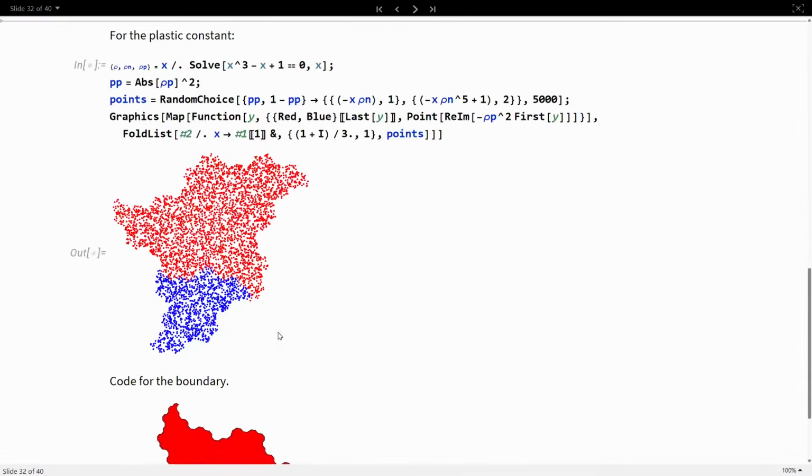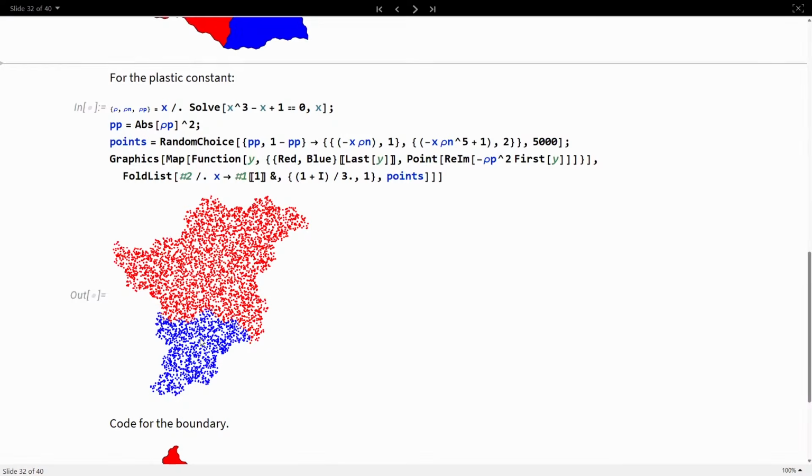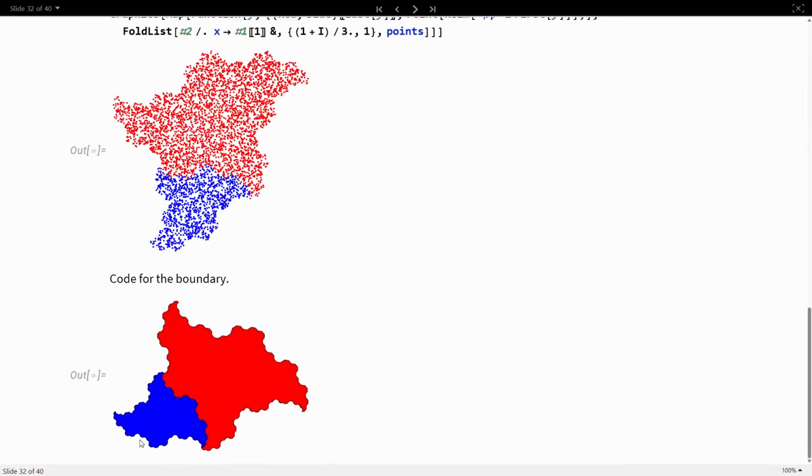There's also something similar for the plastic constant. And here's the wriggly edge version of it. There's code for all of these that will be in the notebook at community sometime later today.